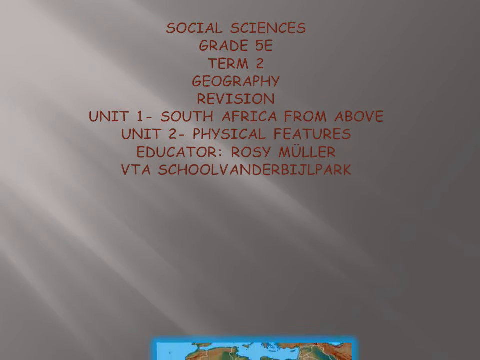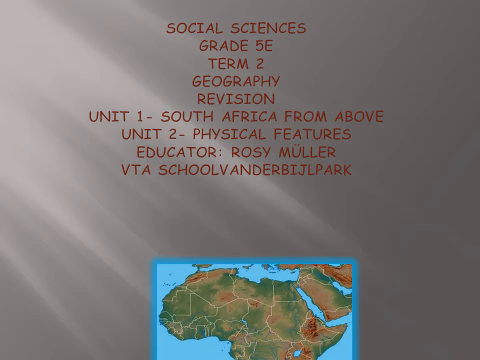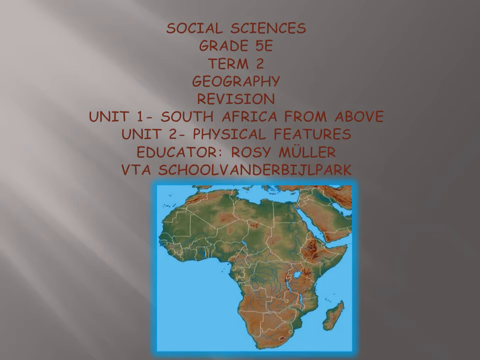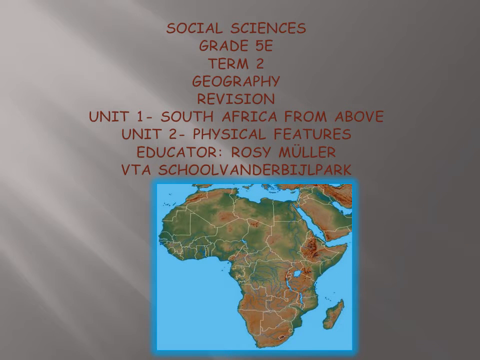Good morning. We're going to do social sciences for grade 5E, term 2, geography. We are done with term 2 geography for 5E, so this is going to be your revision. We're going to do unit 1 and 2. Unit 1, South Africa from above. Unit 2, physical features. I am Rosie Miller and I'm at VTA School, Van der Bijl Park.